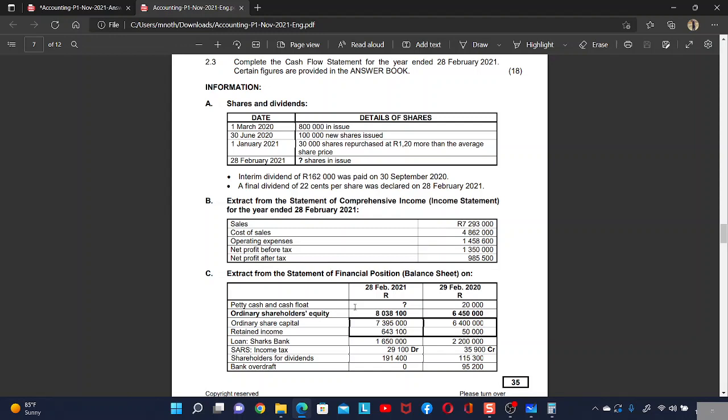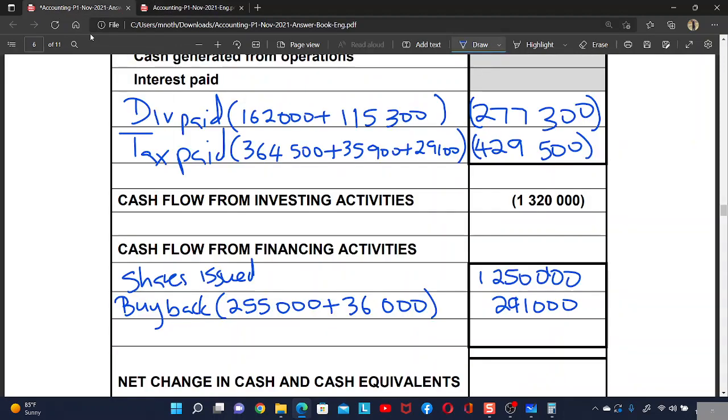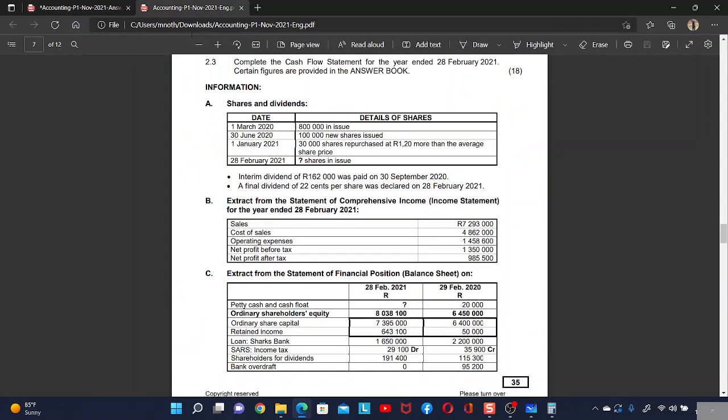The loan decreased from 2,200,000 to 1 million. So meaning that the business paid the loan. The loan was 2,200,000 in 2020. Then in 2021 it decreased to 1,600,000. So this means that the business repaid the loan. In 2020 it was 2,200,000. In 2021, 1,650,000.